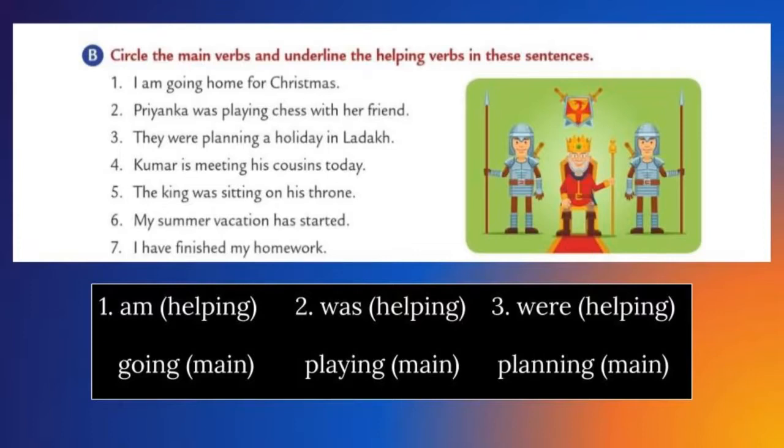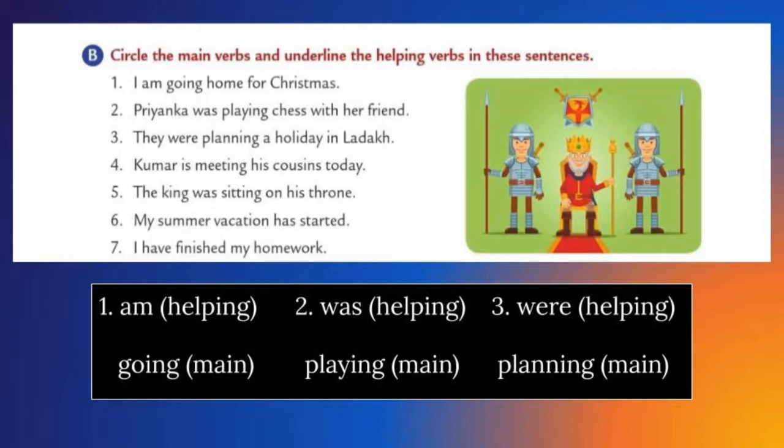I am going home for Christmas. So which is the main verb here? Going. So which verb is helping the main verb? Am. So what do you want to do? Circle the main verb going and underline the helping verb am. Let's move to the second one.